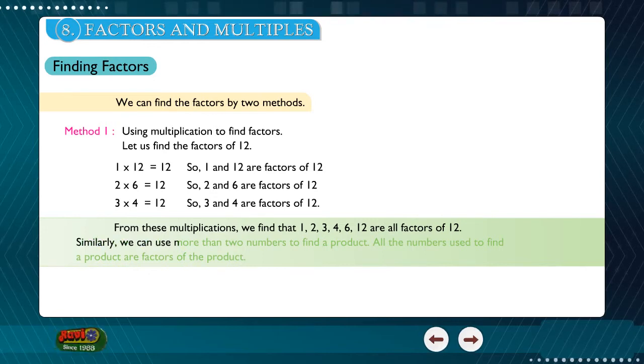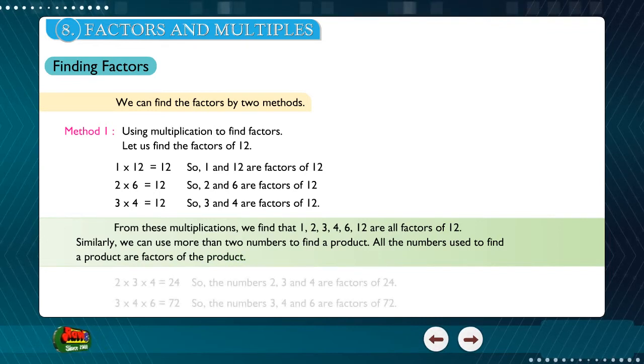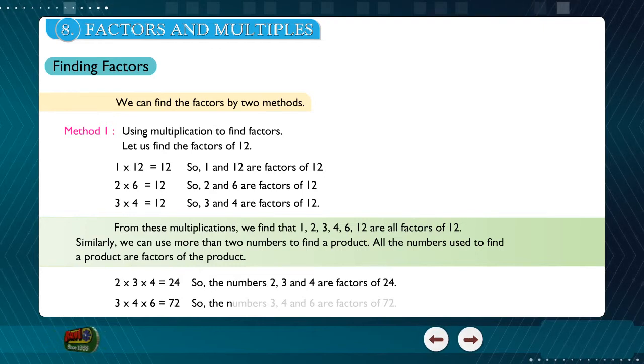Similarly, we can use more than two numbers to find a product. All the numbers used to find a product are factors of the product. 2 into 3 into 4 is equal to 24. So, the numbers 2, 3 and 4 are factors of 24. 3 into 4 into 6 is equal to 72. So, the numbers 3, 4 and 6 are factors of 72.